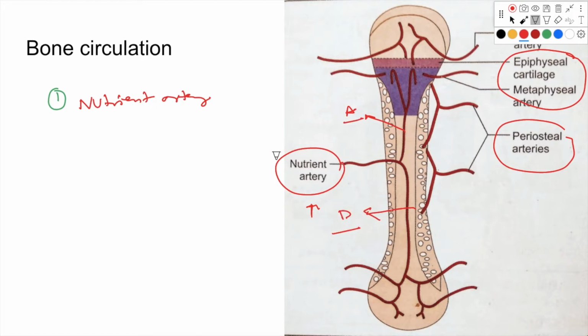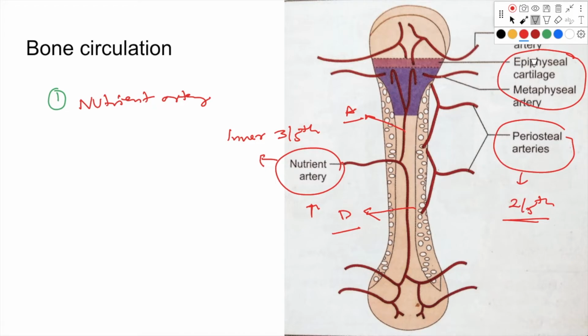And then it supplies blood to the inner 3/5 of the bone. Whereas the periosteal arteries supply the outer 2/5 of the bone. And this is a low pressure system. The periosteal arteries are the low pressure system.